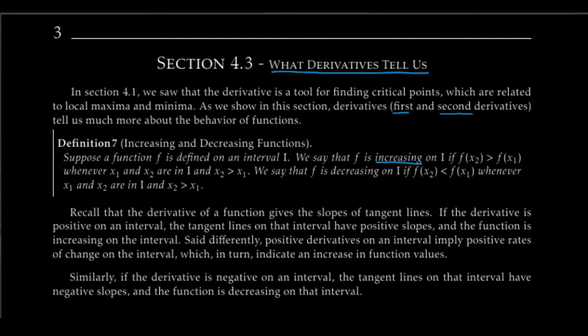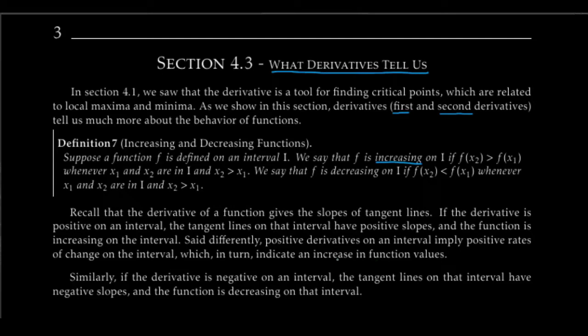If you're looking at the ground, it means you're going down. The sign of the derivative tells you whether or not the tangent line is positive or negative in its slope. If it's positive, that's like looking at the sky. If it's negative, it's like looking at the ground. It tells you whether you're going up or down. So, a positive derivative on an interval implies positive rates of change on that interval, which in turn indicate that the function is increasing in value.